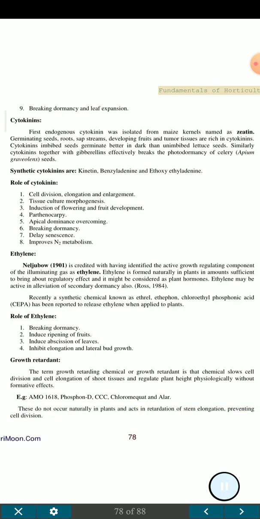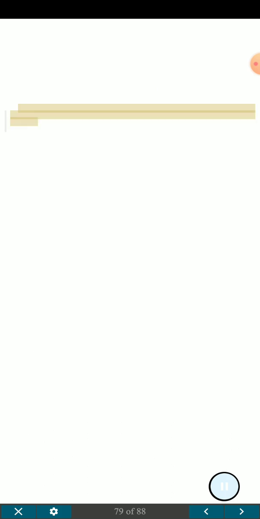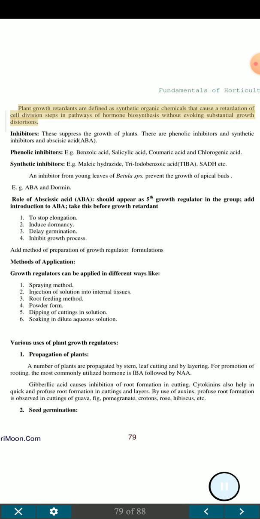These do not occur naturally in plants and act in retardation of stem elongation, preventing cell division. Agrimoon.com. Fundamentals of Horticulture. 78. Plant growth retardants are defined as synthetic organic chemicals that cause a retardation of cell division, steps in pathways of hormone biosynthesis without evoking substantial growth distortions.